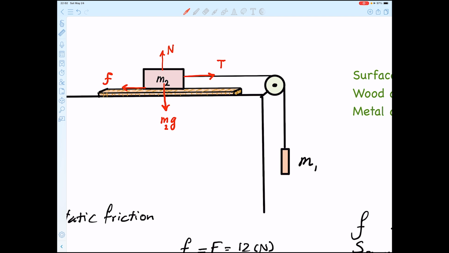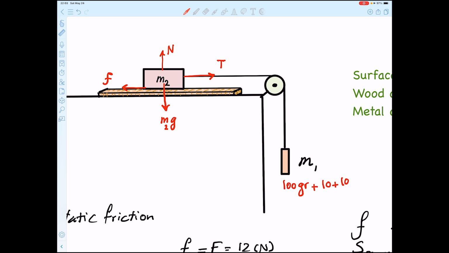If I keep adding mass to this hanging mass, M1, friction will build up. We keep adding mass here, let's say in increments of 10 grams. Let's say you start with 100 grams, and you don't see any motion; M2 is not about to move. This 100 grams is not enough to get the object moving. So you add another 10 grams. Nothing is happening. All right, another 10.